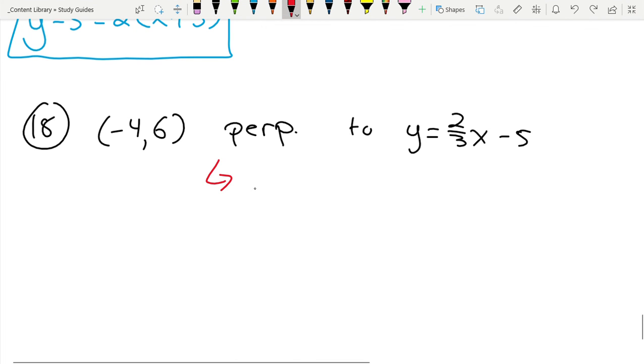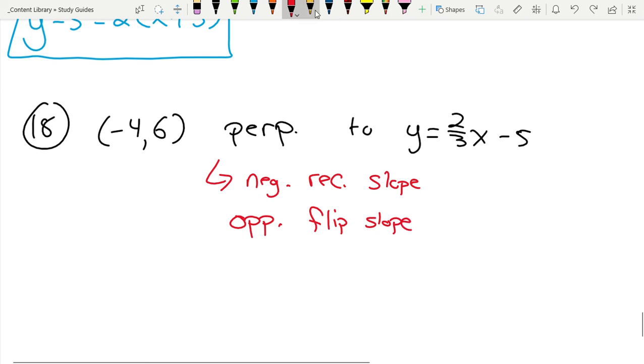Perpendicular. You have to be the negative reciprocal slope, or what some people like to refer to as the opposite flip slope. So here's how we do this. The line that we have to be perpendicular to has a slope of 2/3. So we have to be the opposite. This is a positive, so the opposite of a positive is a negative. Now we have to flip it: 3/2. Now we have what we need. We have a slope, which is negative 3/2.